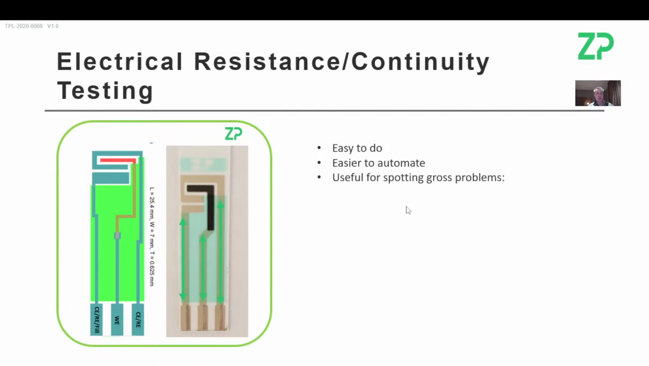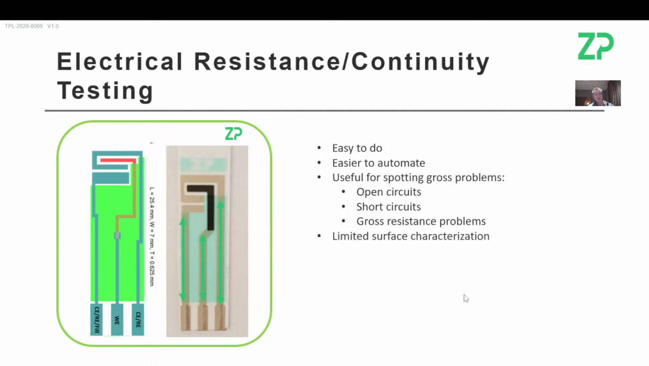It's useful for spotting gross problems, so it'll spot open circuits, i.e. the track has actually got a break in it. It'll spot short circuits, tracks that are actually connected to one another that shouldn't be connected to one another, and it will spot gross resistance problems. So if the tracks are made of the wrong carbon ink and the resistance changes from 1 ohm to 1,000 ohms, obviously it will spot that kind of grossness.